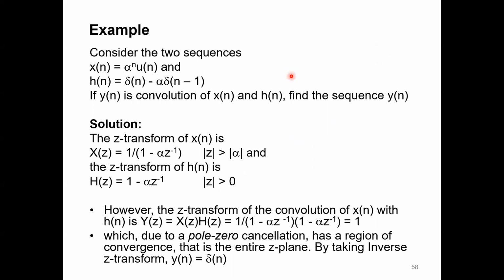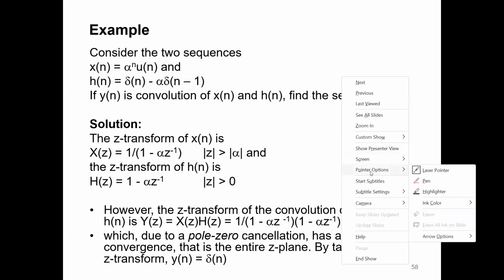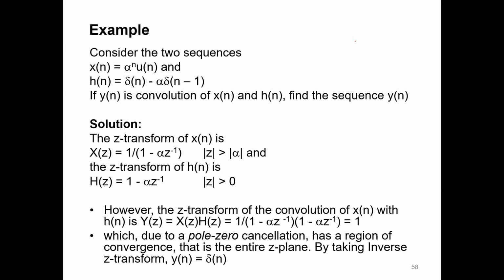So I'm going to give you this one: two sequences. One is x(n). This is the signal. Let us draw it like this: there's a signal going into a system. The signal is this one, x(n).